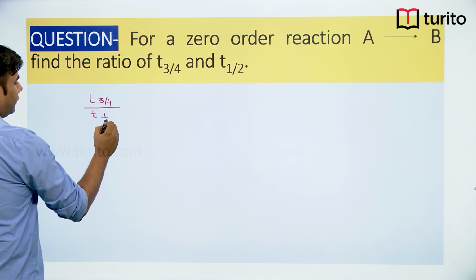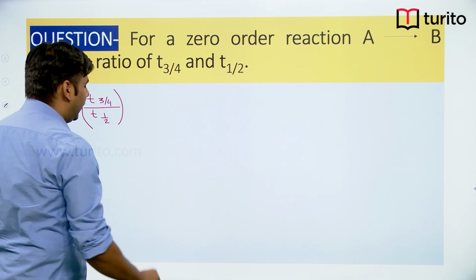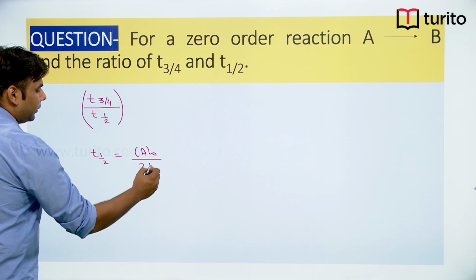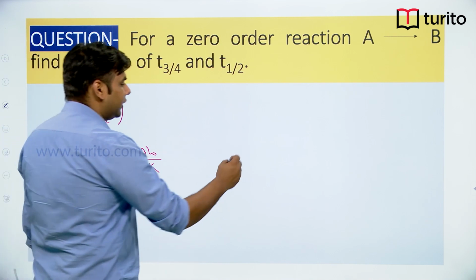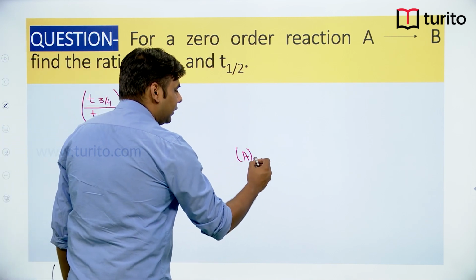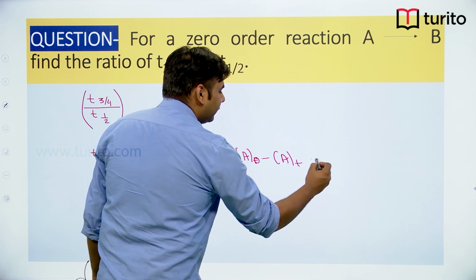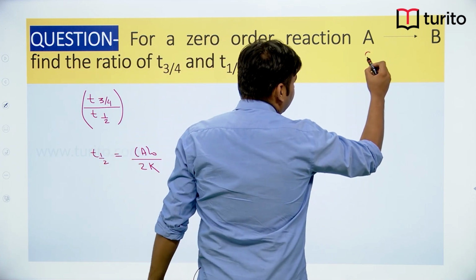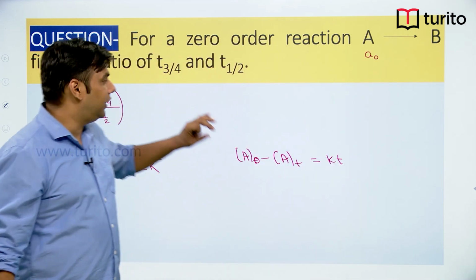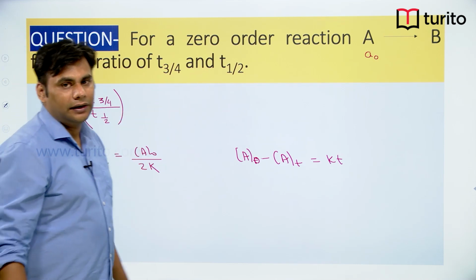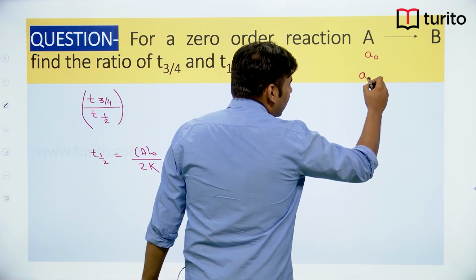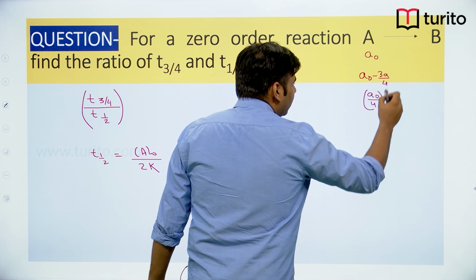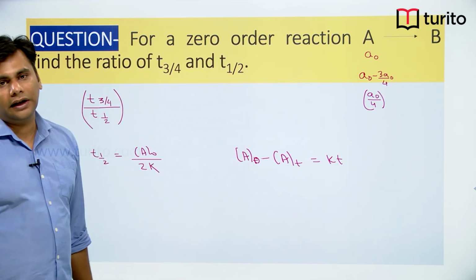To calculate the ratio, we have already derived that for a zero order reaction, T half is A naught upon 2K. So we need to derive T 3/4. We'll just use the expression A naught minus At equals Kt. Now when 3/4 of the reaction has occurred, say this was A naught initially, that means 75% has reacted. So how much would be left? A naught by 4, or 25% of reactant A, would have been left.